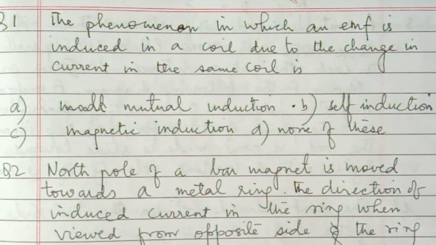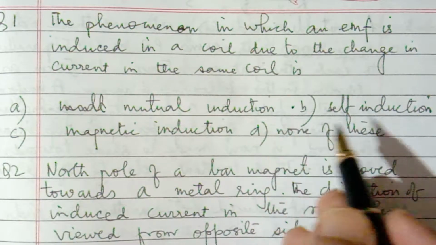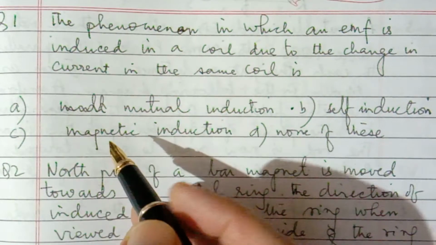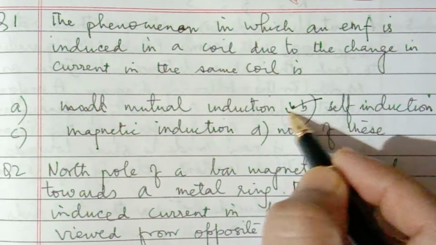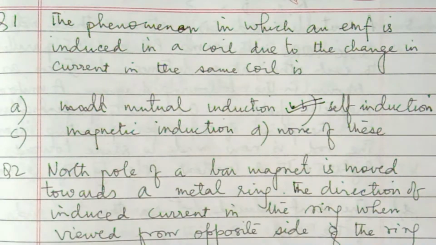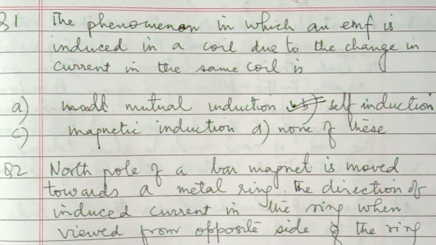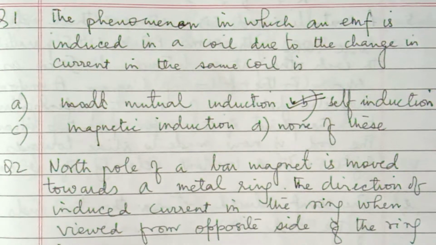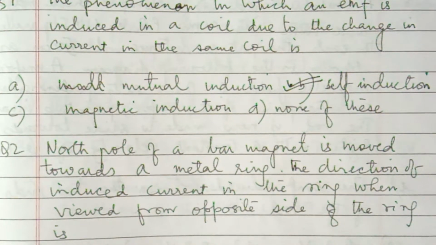The first question: the phenomenon in which an EMF is induced in a coil due to the change in the current in the same coil is mutual induction, self-induction, magnetic induction, or none of these. So the answer is self-induction. Whenever there is a change in the current in a coil, a back EMF is induced. So that is called self-induction.